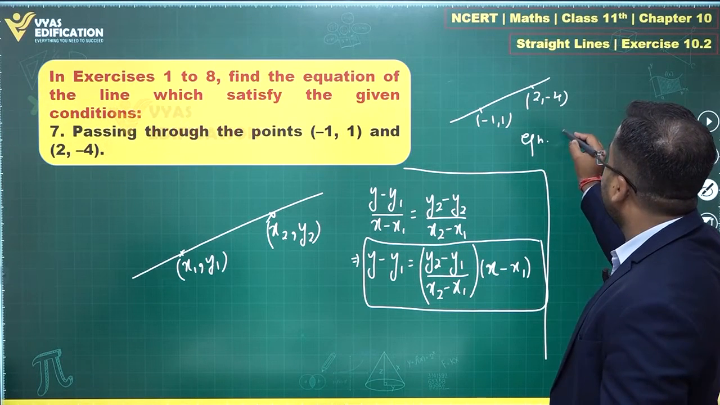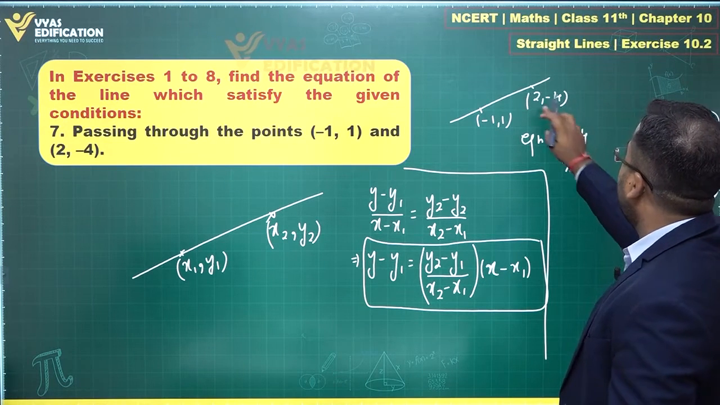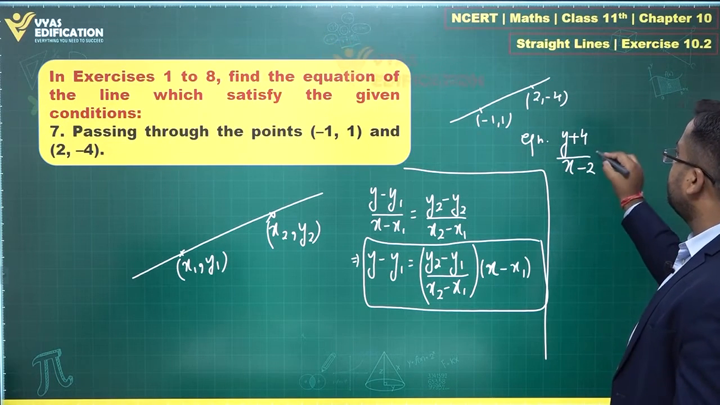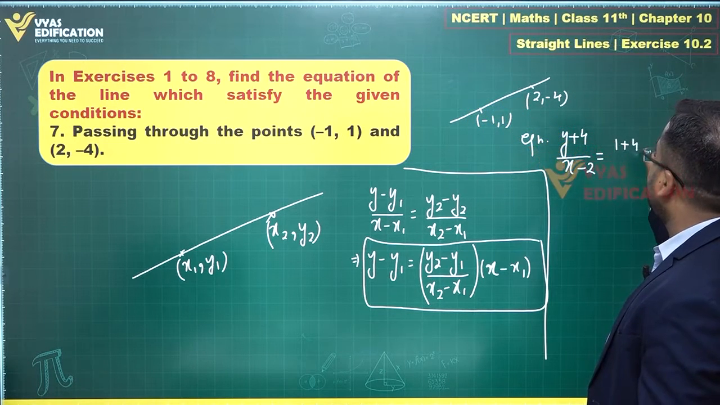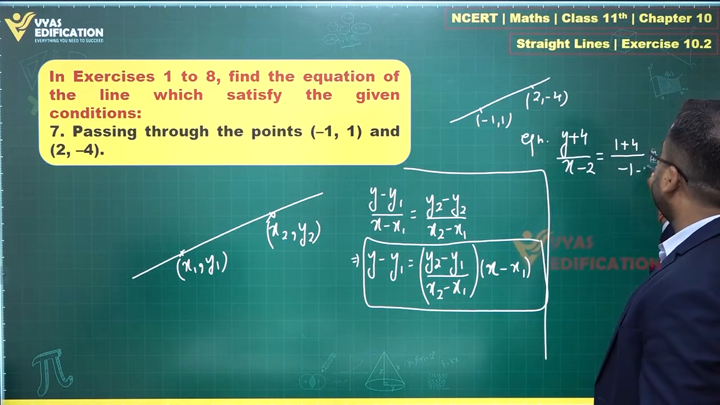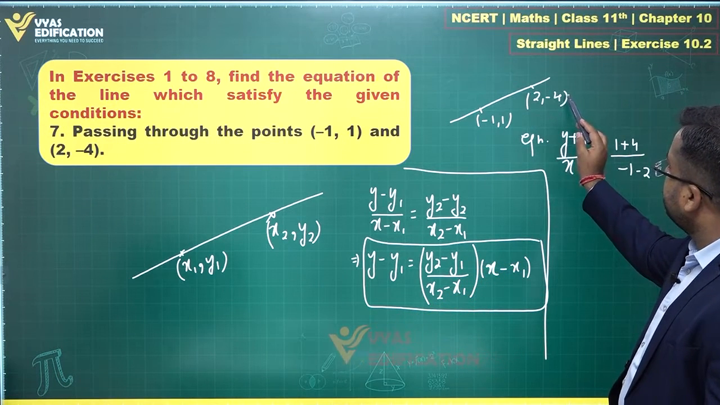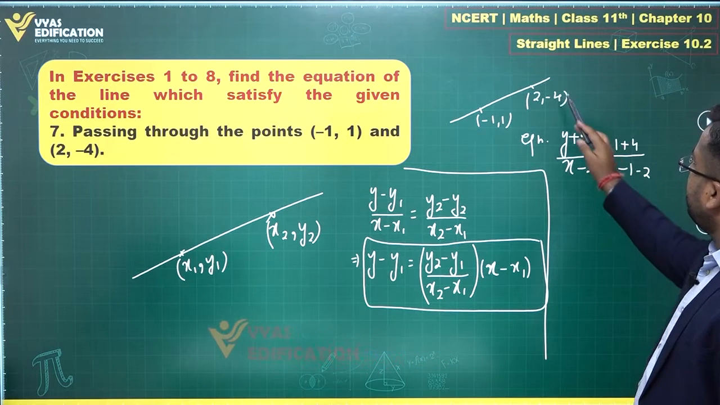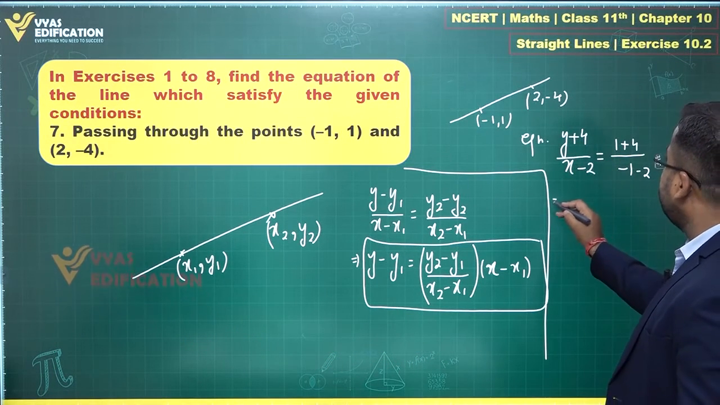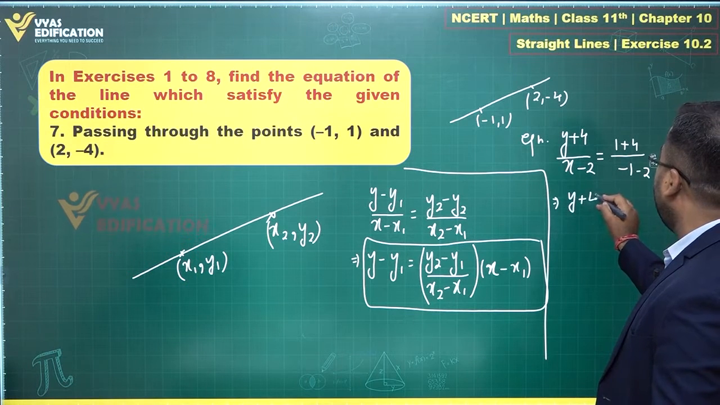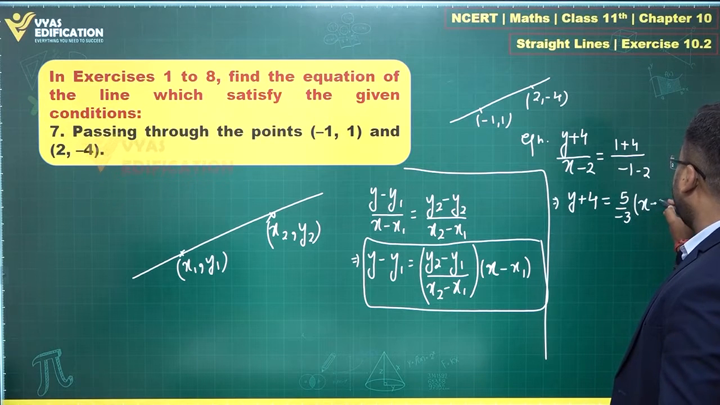The equation will be (y plus 4) upon (x minus 2). (y minus y1) upon (x minus x1) is equal to (y2 minus y1) upon (x2 minus x1), which is (1 plus 4) upon (minus 1 minus 2). This is what you have, right? 1 minus of minus 4 becomes this, minus 1 minus 2 becomes this, and (y plus 4) upon (x minus 2) is what you have. This further implies that y plus 4 is equal to 5 upon minus 3 times (x minus 2).